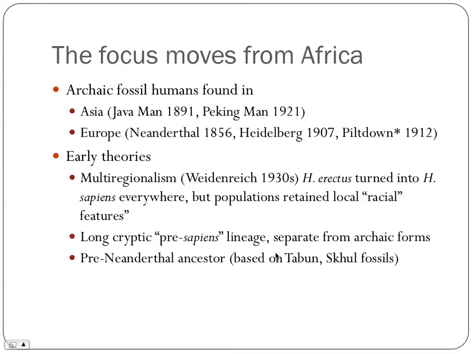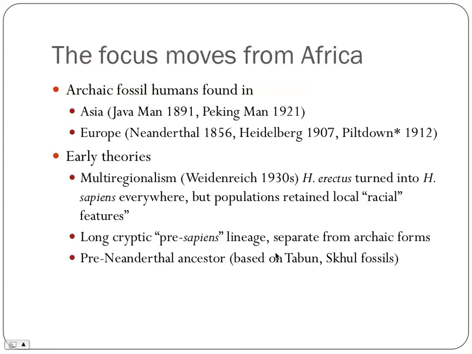Back then, just about all Europeans were what we would now call racists. They held this view that Europeans were the pinnacle of nature and all that kind of rubbish, and it was obvious to them that they couldn't have come from Africa. That racist idea was bolstered by the finding of archaic fossil humans outside of Africa. So the first finds were in Asia and in Europe.